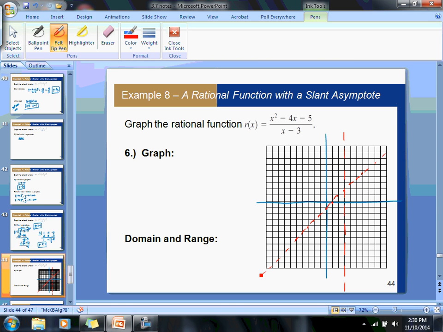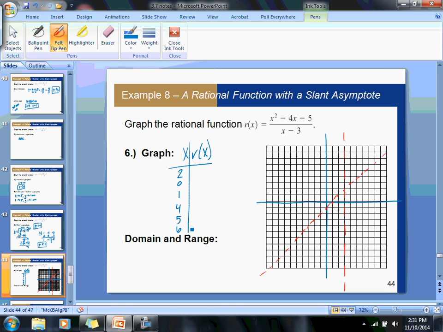Now I'm going to test a couple of points to see where my graph is actually supposed to go. I'm going to test some points to the left and to the right of my vertical asymptote. So I want to pick some numbers that are less than 3 and some numbers that are greater than 3. You don't really have to do a complete table of values here, but if it helps, you can test the points 2, 1, and 0. Those are some values less than 3. And then you could do 4 and 5, maybe even 6 if you wanted to.